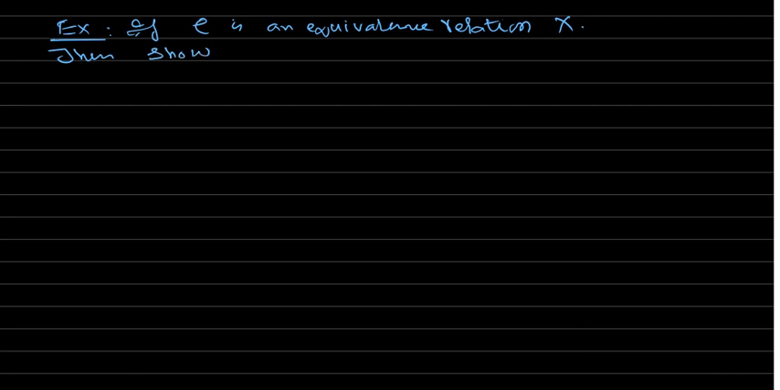Exercise: if rho is an equivalence relation on X, then show that kernel of rho natural, which is a map from X to X over rho, is equal to rho.